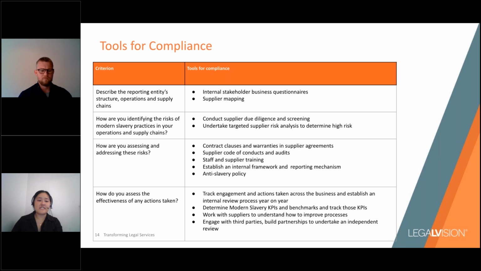And then to go beyond that as well, to have a think about working with your suppliers directly, or your top suppliers or the ones you've identified as high risk, and share that reflection point with them and speak to them about how to improve the process more generally. And then to have a think about engaging third parties or building partnerships, engaging with civil rights groups or other third parties that can help to undertake more of an independent review of the business to see how it's going, to see how effective all the actions are, to enable you to report on that year on year.